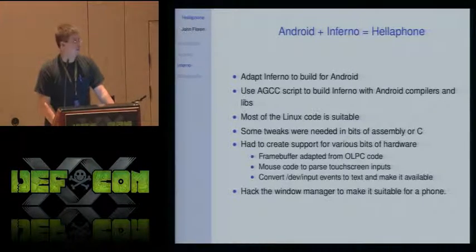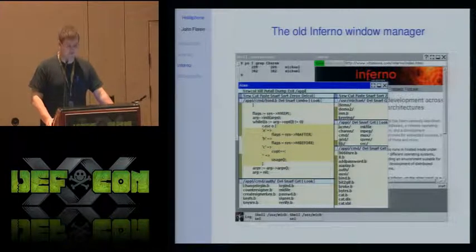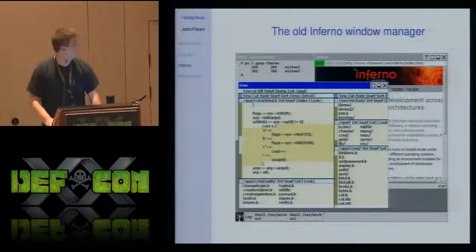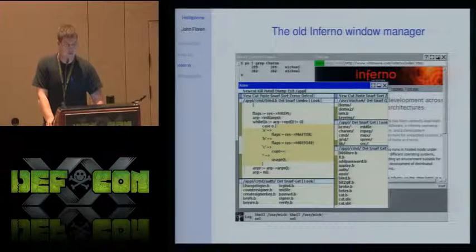And then with the graphics support and some of this hardware support done, we then had to hack the window manager to make it actually suitable for use with a phone. Because as I'll show on the next slide, the old Inferno window manager is just not really suitable for using on a phone. We've got these little tiny buttons up here at the top of the window for managing the windows. We've got this little tiny menu down here for opening up programs and things like that.